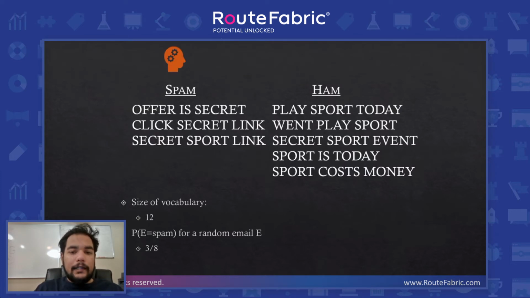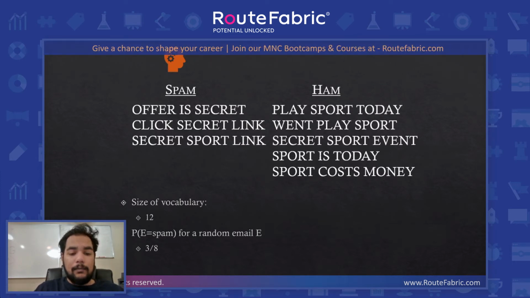Now let us see an example of spam and non-harmful email. A spam is: offer a secret, click secret link, secret sport link. And non-harm is: play sport today, went play sport, secret sport event, sport is today, sport costs money. The size of the vocabulary is 12. And the probability of spam for a random email E is 3 by 8.